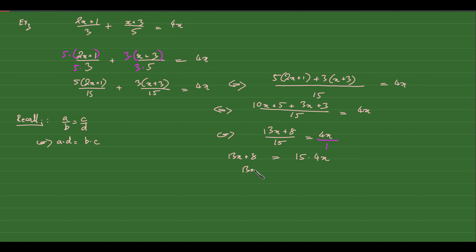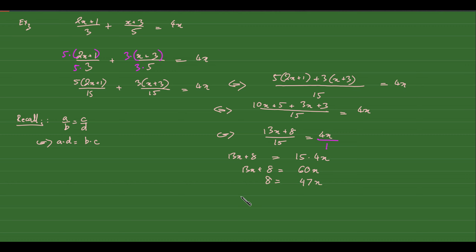So we have 13x plus 8 equals 60x. Then I'm going to subtract both sides by 13x. So 60 minus 13 is 47x.